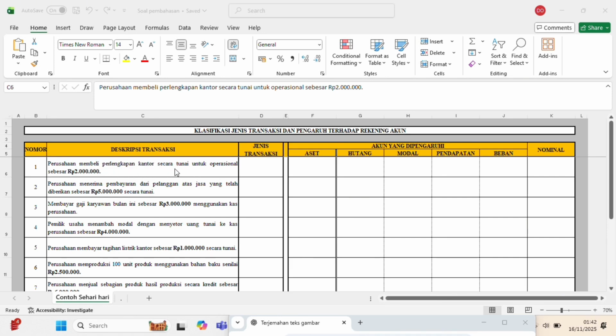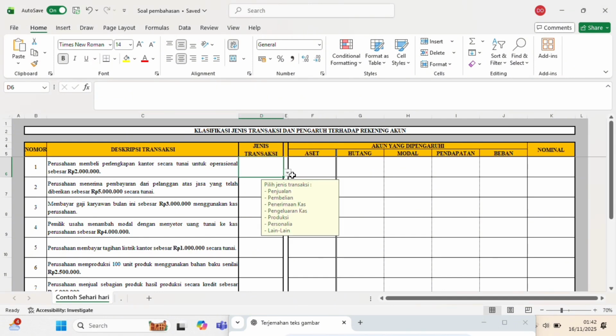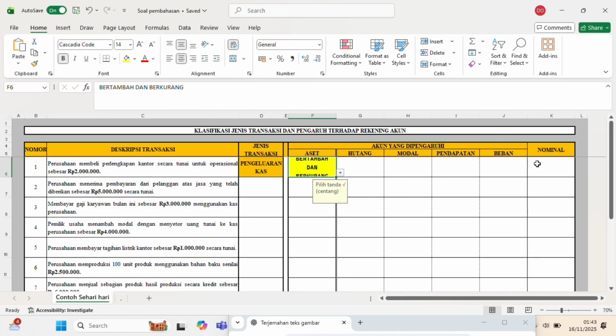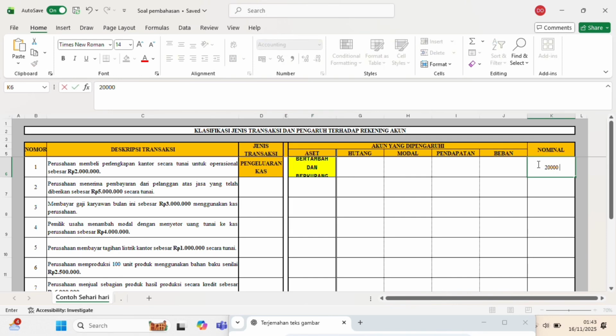Number 1. The company purchased office supplies in cash for operational needs amounting to 2 million. This type of transaction is classified as a cash outflow because the company purchased supplies using cash. The accounts affected are cash, an asset, which decreases, and office supplies, an asset, which increases. So, one asset increases and another asset decreases, amount 2 million.